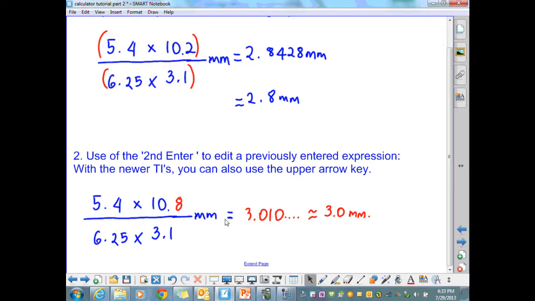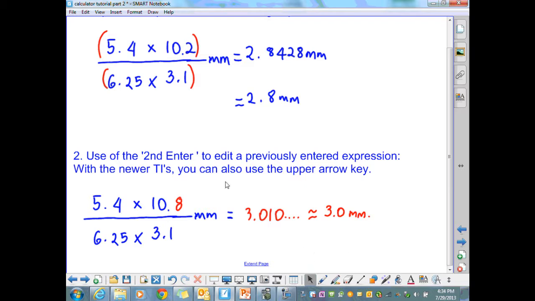Again, I'm using two significant figures because you go by the smallest number of significant figures in your given expression. Since everything is being multiplied and divided, that is the rule. And in this case, the smallest one is this one or that one, 5.4 or 3.1. Both have two significant figures. So we round our final answer as 3.0. That is to two significant figures.